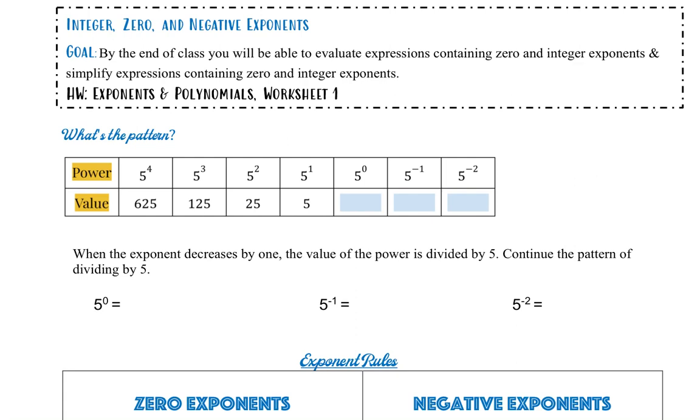Hello, Algebra 1. Today we are doing integer, 0, and negative exponents. Our goal is by the end of class you will be able to evaluate expressions containing 0 and integer exponents and simplify expressions containing 0 and integer exponents.